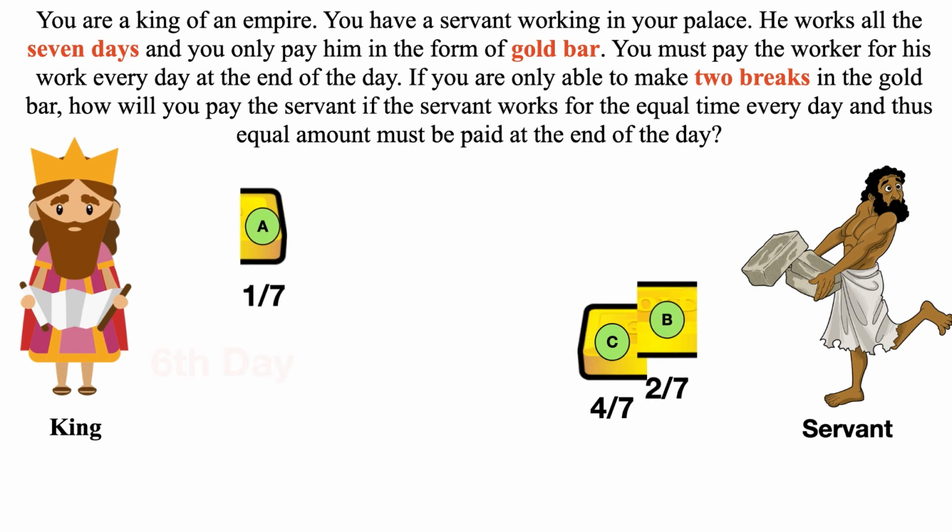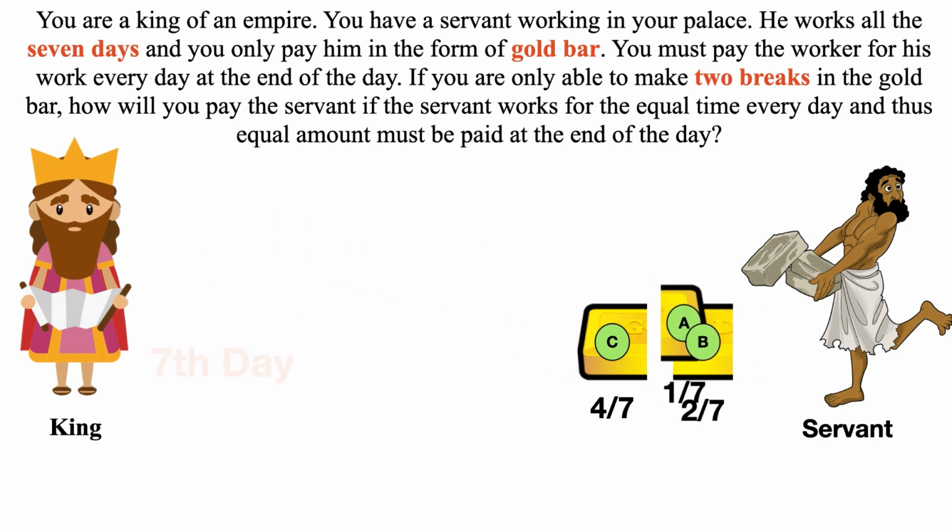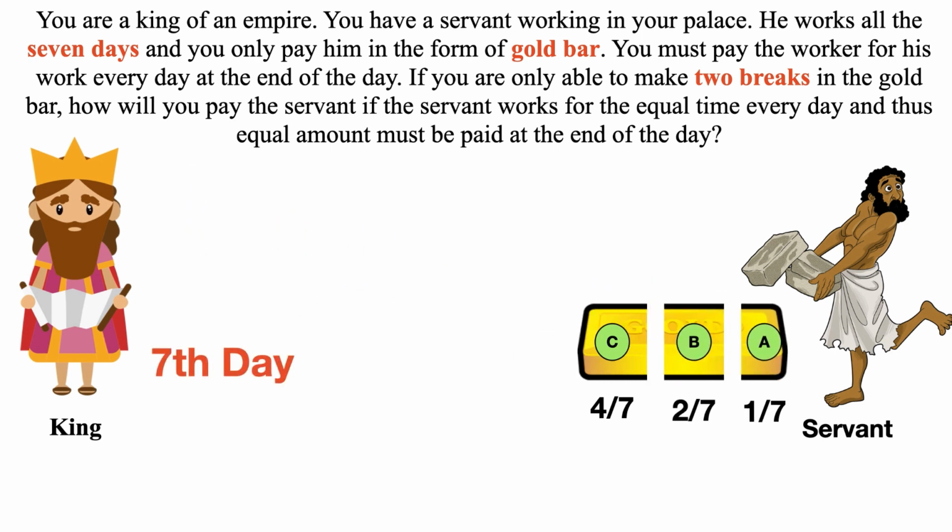When day 6 ends, give bar B to the worker and take back bar A. Here you remain with bar A. Worker possesses bar B and bar C. When day 7 ends, give bar A to the worker. Here you remain with no bar. Worker possesses bar A, bar B and bar C. Thus by the end of 7 days, you have taken care of everything.